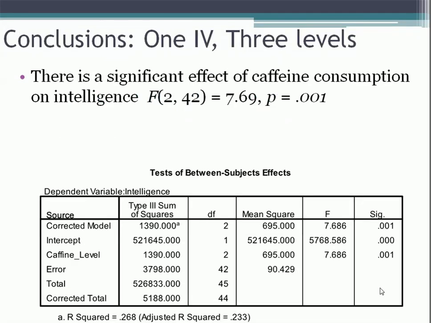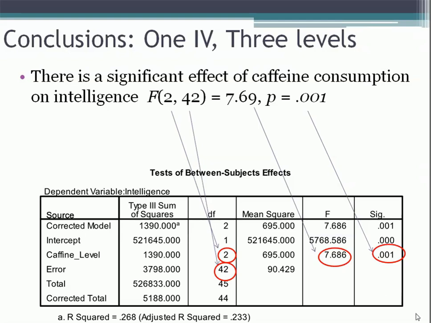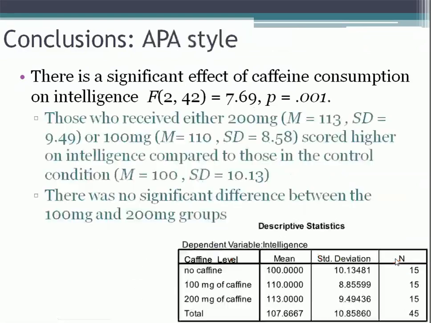The reporting of this: we start with the omnibus test, this F test. There's a significant effect of caffeine consumption on intelligence. And then we give the F, the degrees of freedom within and between, and we get the F, and then we get the p-value. Typically, we give p is equal to 0.001. Sometimes when the probability is very, very low, the p-value will register on SPSS as 0.000. It's not actually 0, it's just very, very tiny. So in that case, we would report less than 0.001.